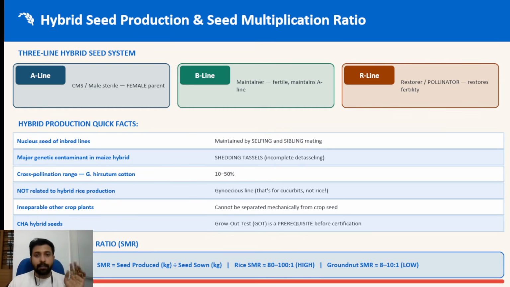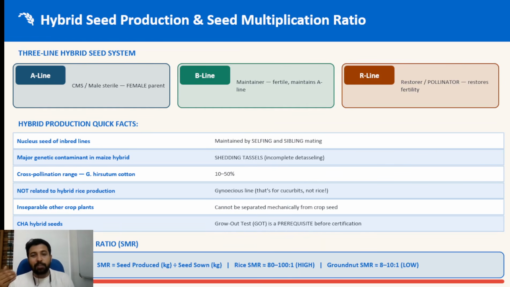Then comes the seed multiplication ratio. Groundnut is a very common question. 1:8 or 1:10 is the seed multiplication ratio of groundnut, while in case of paddy, it goes very high because it is 1:100, because one paddy seed can produce more than 100 seeds. For example, tomato: one tomato seed gives rise to a plant, and each plant produces thousands of seeds. While in case of groundnut, one seed will produce only 8 to 10 seeds.